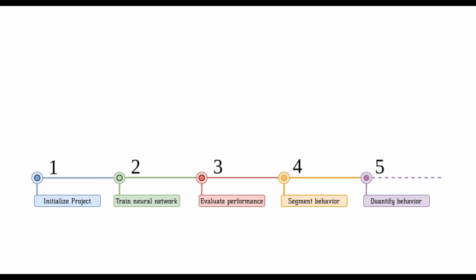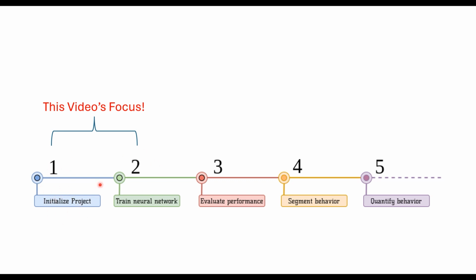The workflow itself is fairly easy. We initialize a project, train a neural network, evaluate performance, segment behavior, and then quantify the output. The first three parts are very similar to DeepLabCut, which is where this approach is heavily inspired from, and the authors acknowledge that in their GitHub repo also. But this video's focus is going to be on the first two steps.